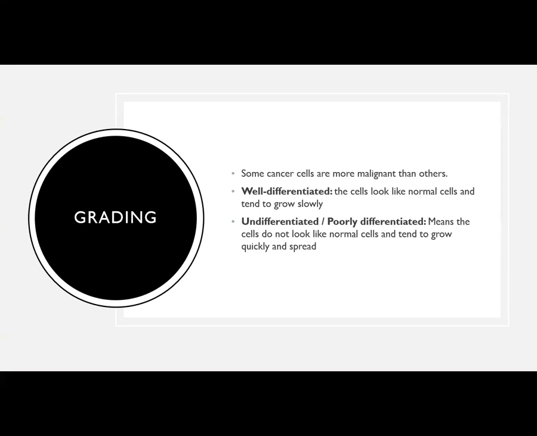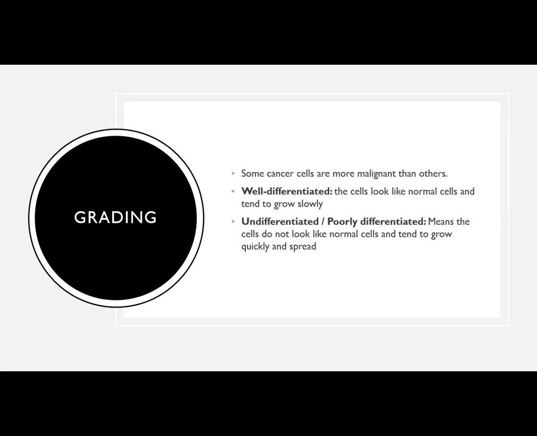Some cancer cells are more malignant than others. This is where I was talking about some being a lot more dangerous than other ones. Well differentiated means that the cells look like normal cells and tend to grow slowly. So these are your benign tumors. These are the ones that we're not as worried about because they look like normal cells, they're confined, they're controlled. Undifferentiated or poorly differentiated means that the cells do not look like normal cells and tend to grow quickly and spread. So these are the ones we get concerned about because it's moving the cancer from somewhere like the bone all the way to somewhere like the lungs.